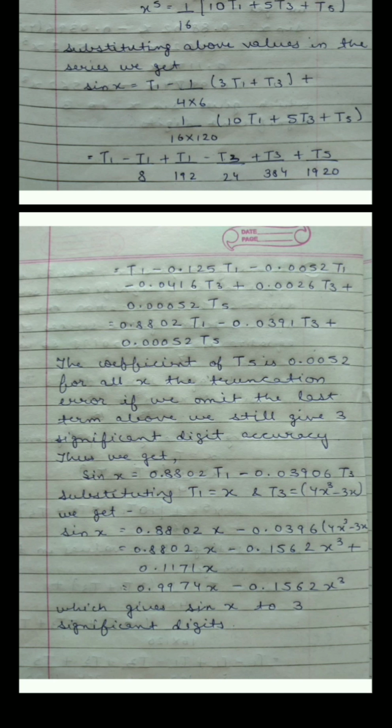Thus we get sin x is equal to 0.8802 t1 minus 0.03906 t3. Substituting t1 equal to x and t3 equal to 4x cubed minus 3x, we get sin x is equal to 0.9974x minus 0.1562 x to the power 3, which gives sin x to 3 significant digits.